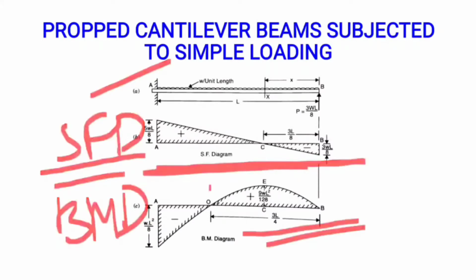Here also we observe the point of contraflexure. The point of contraflexure is nothing but a point where the bending moment is 0 and the bending moment changes its sign. That is the characteristic of the point of inflection or point of contraflexure. I hope the class is very useful for your preparations.